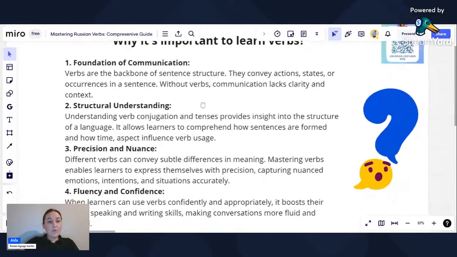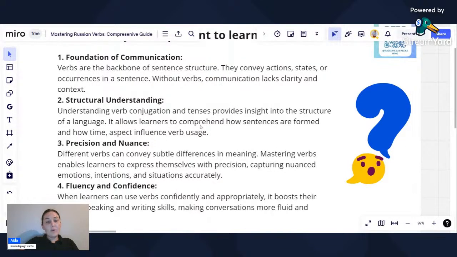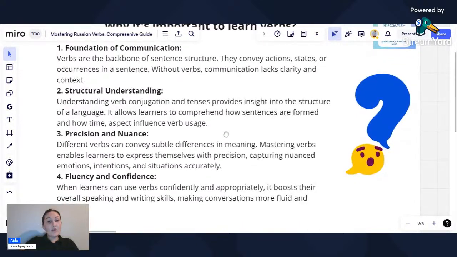Also, it's important to know verbs because of structural understanding. If you understand verbs, it allows you to comprehend how sentences are formed in Russian and how time and aspect influence verb usage. Also, different verbs can convey subtle differences in meaning. Mastering verbs enables learners to express themselves with precision, capturing nuanced emotions, intentions, and situations accurately. If you know Russian verbs, you can speak more fluently and express your thoughts more accurately.